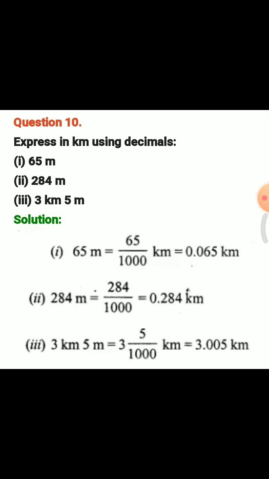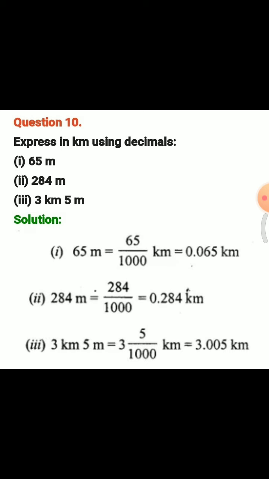Now question number 10, express in kilometer using decimal: 65 meter. Students, you know very well that 1 meter equals 1 by 1000 kilometer. Okay, so 65 meter equals 65 by 1000. Your answer will be 0.065 kilometer. 284 meter equals 284 divided by 1000. Your answer will be 0.284 kilometer.